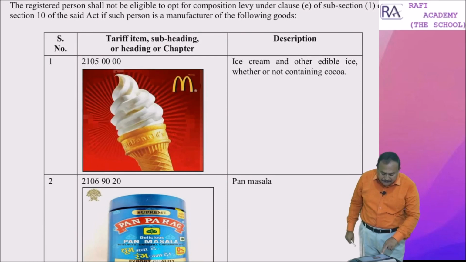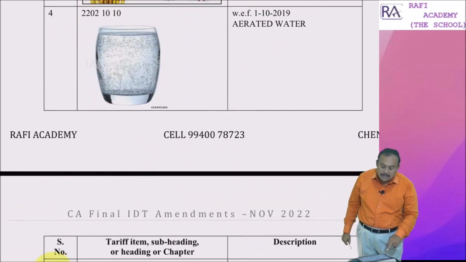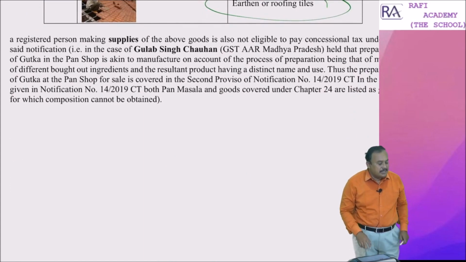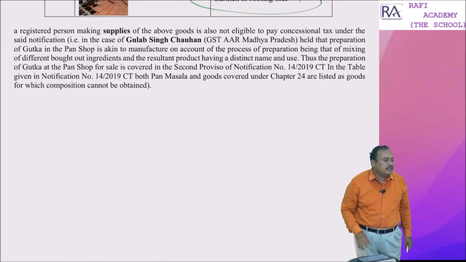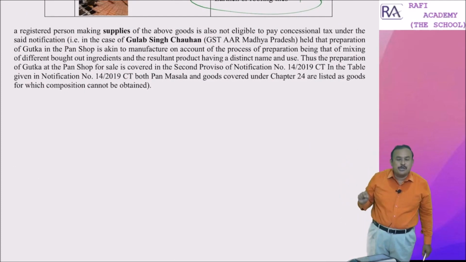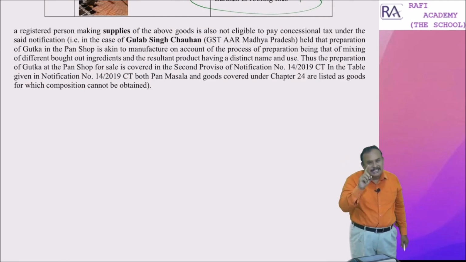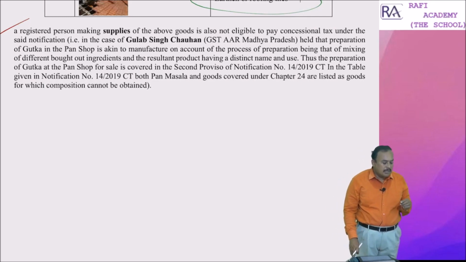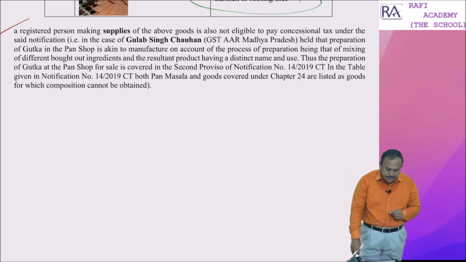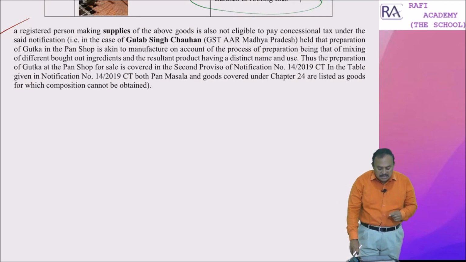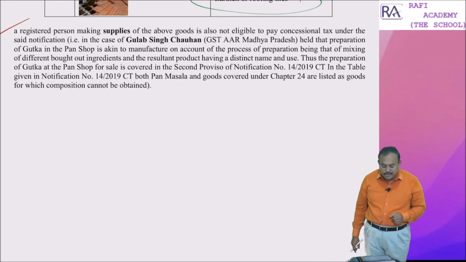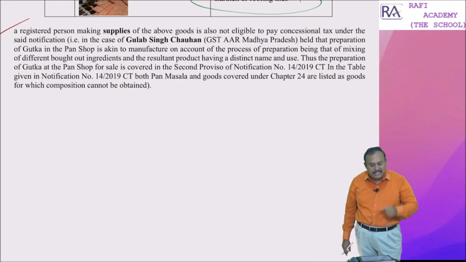However, if they are dealing with manufacturing activities, then they are disqualified. There is a particular information I brought to your notice with the help of a case law. Listen, my dear friends, a registered person making supplies of the above goods is also not eligible to pay concessional tax under the said notification.